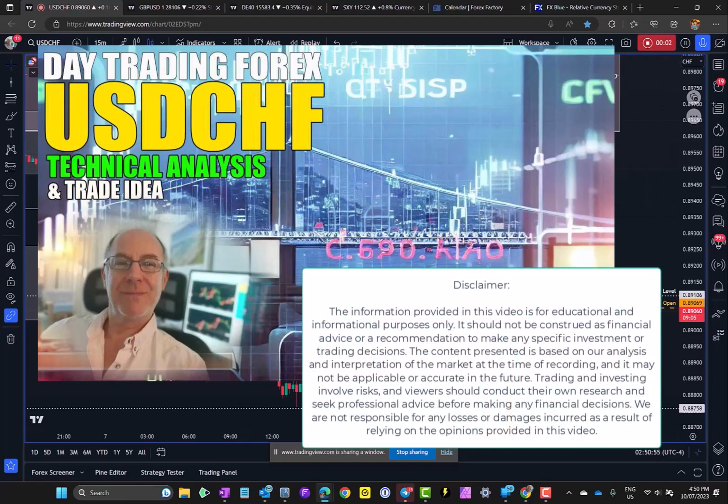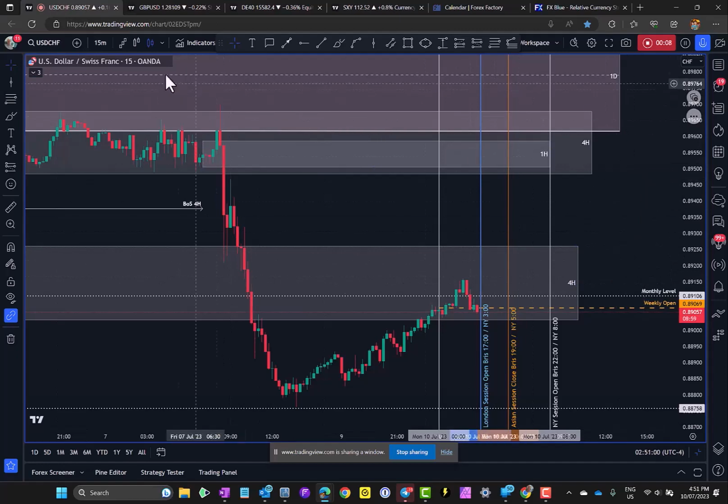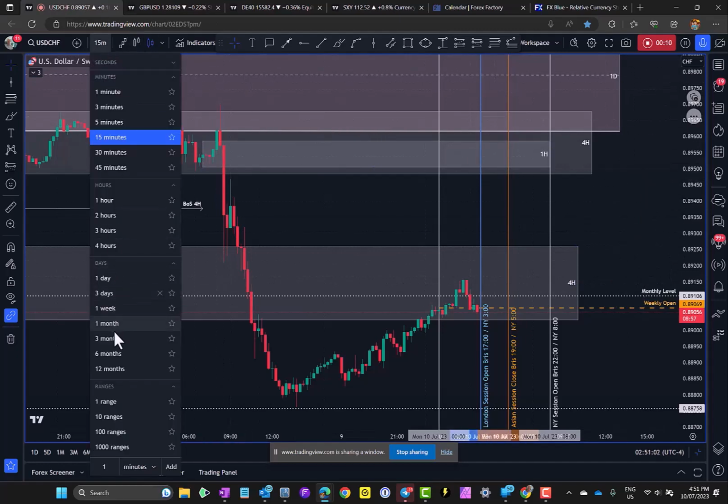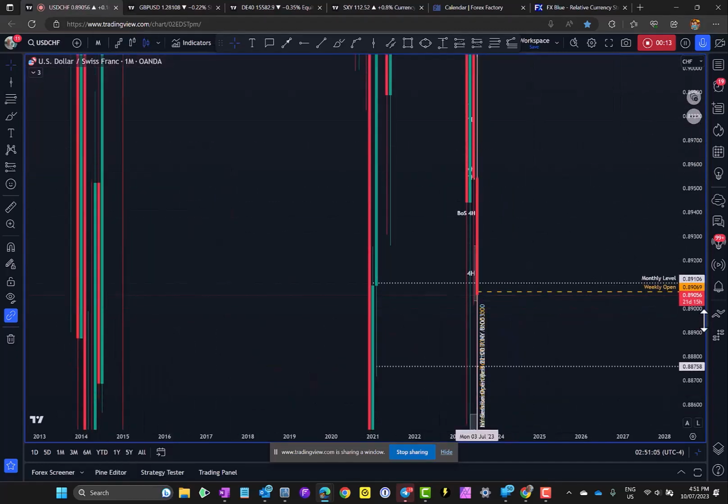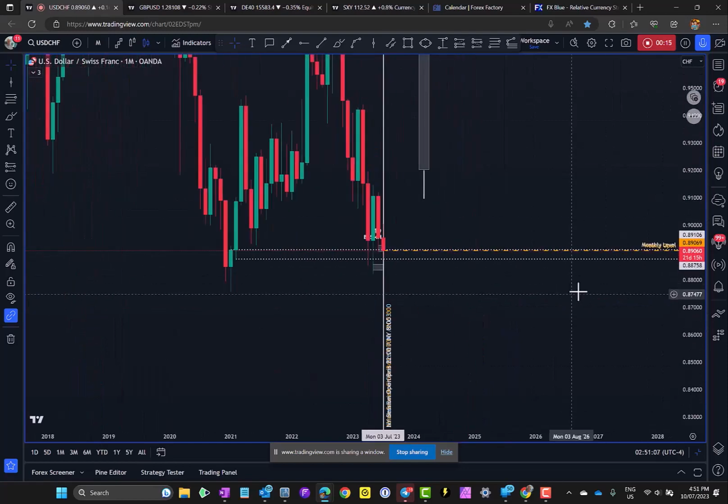Traders, it's Anthony here. I'm just taking a look at the dollar Swissy. I've got it open on the 15-minute chart. In fact, what I'm going to do is race out to the monthly and we'll do a really quick top down. I'll just give you my take on this.